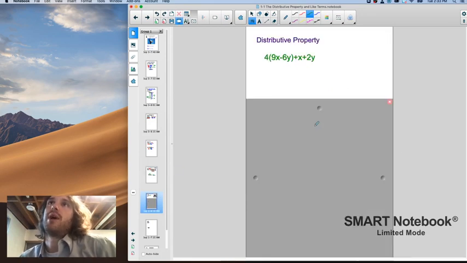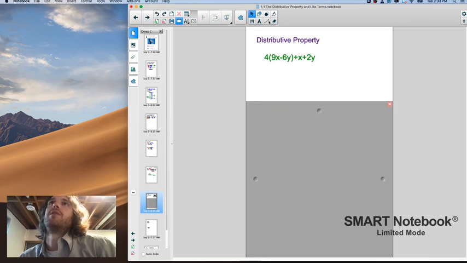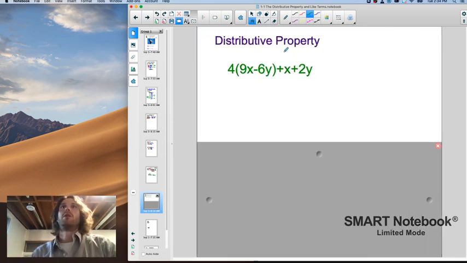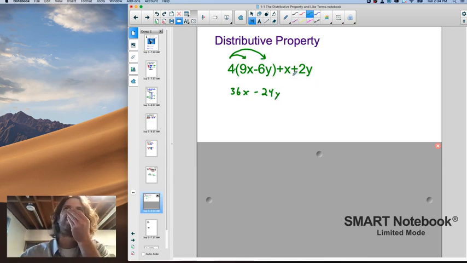So how does that work with combining like terms? Well, let's take a peek. All right, so here we go. In green, let's do this one. And I'm going to zoom in a smidge. 4 times, so we're going to distribute multiplication by 4, like so. 4 times 9 is 36x. 4 times negative 6 is minus 24y. Okay, these are not part of the distribution, so they come down by themselves.